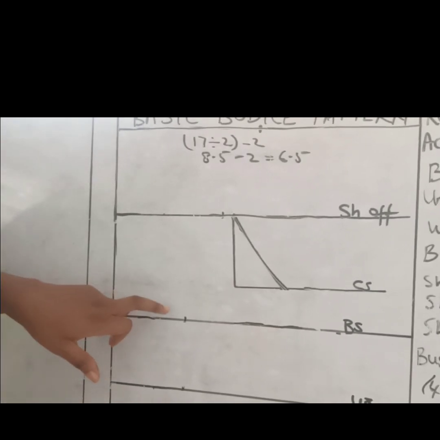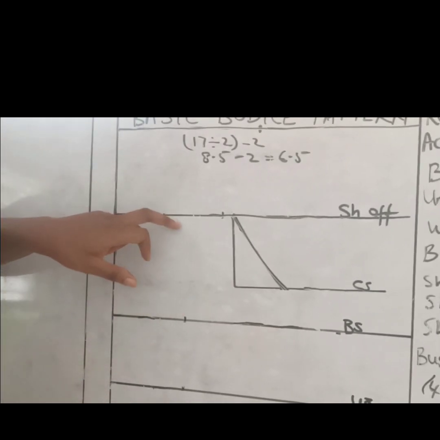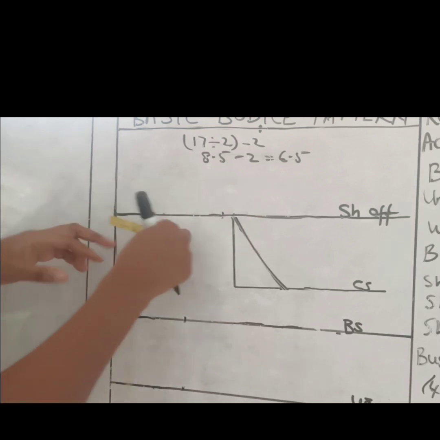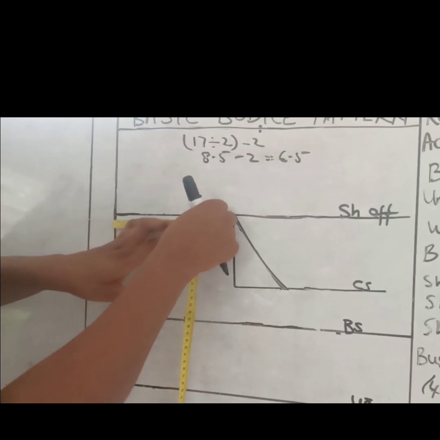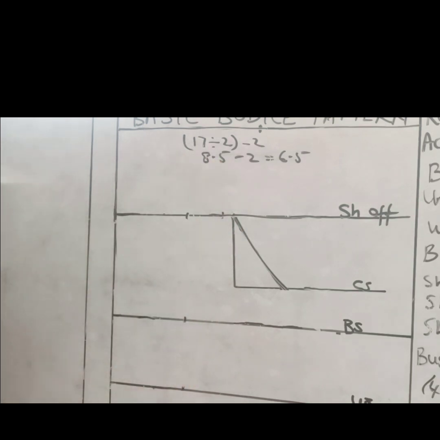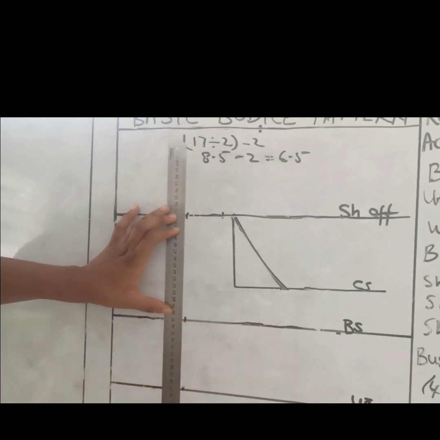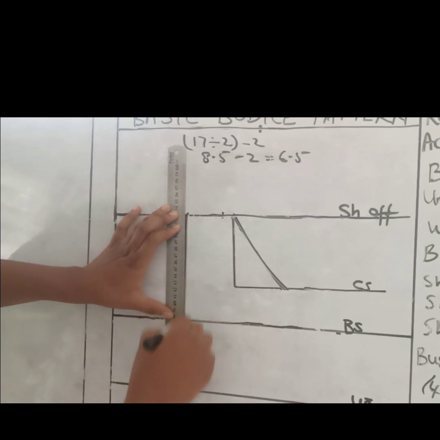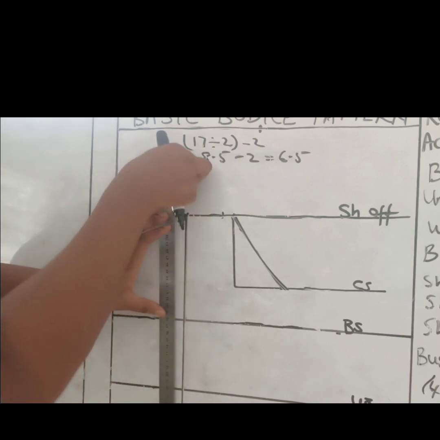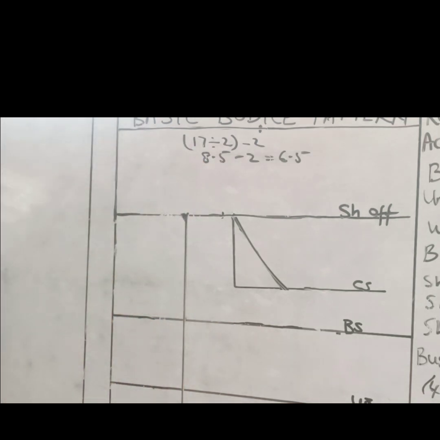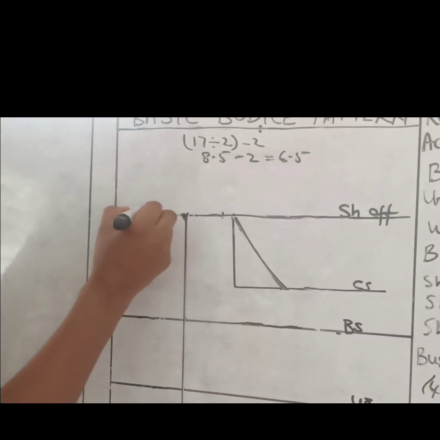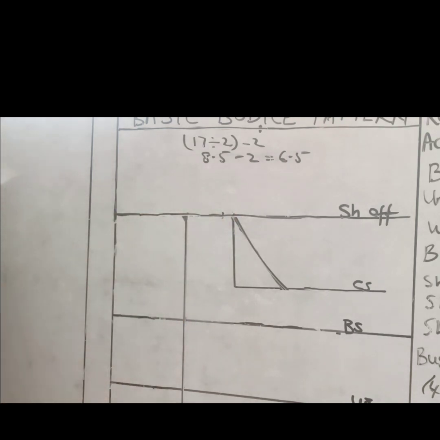I'll also mark it on the hip line. So I'll take it up to this line, to where you have the off shoulder line. I also take it there. And then I'll use a straight ruler to connect all of them. Okay.